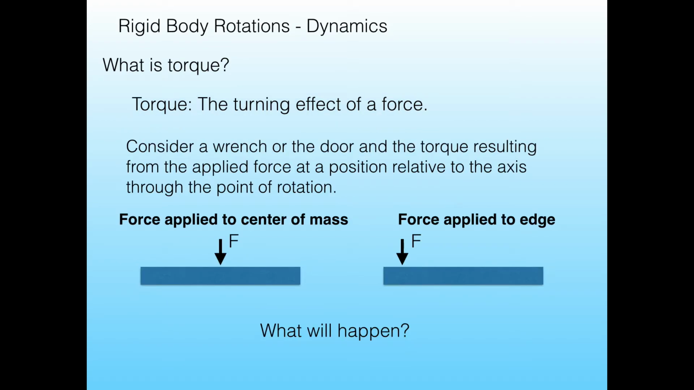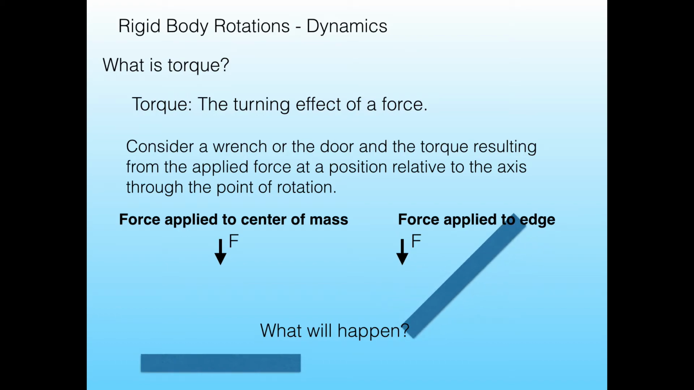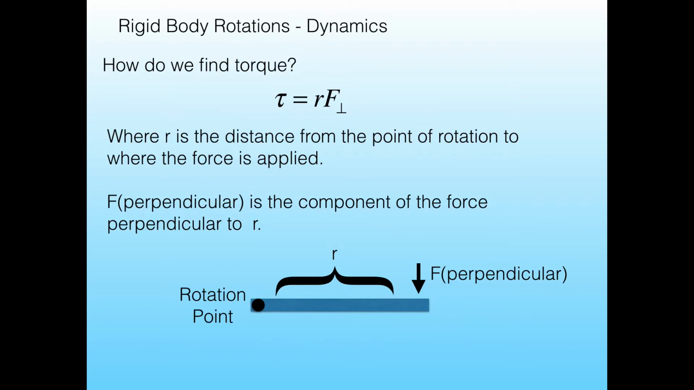To put it more specifically, if you apply a force to the center of mass, such as the object on the left, then you get the object to move. But if you apply a force to the edge of the object and the center of mass or another position may be fixed, then what you get is a rotational motion.